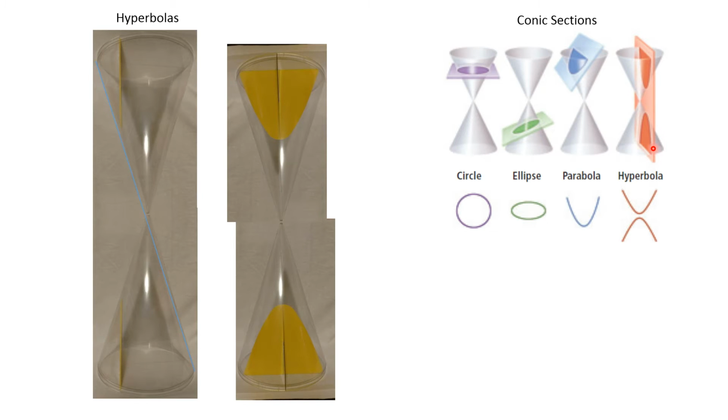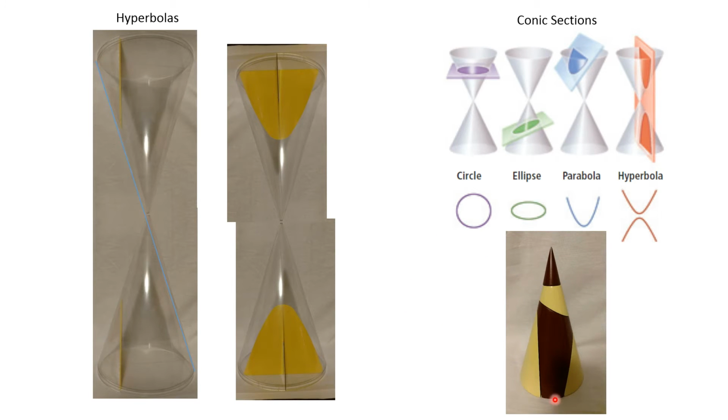We can see it hits both pieces and gives us a shape like that. And then I have my wooden cone that has all four cuts on it. So you can see the circle cut, the ellipse cut, the parabola cut, and then the hyperbola cut. And that's just because I have the cone. It's one of my cool toys, and I wanted a picture of it to be in the video.